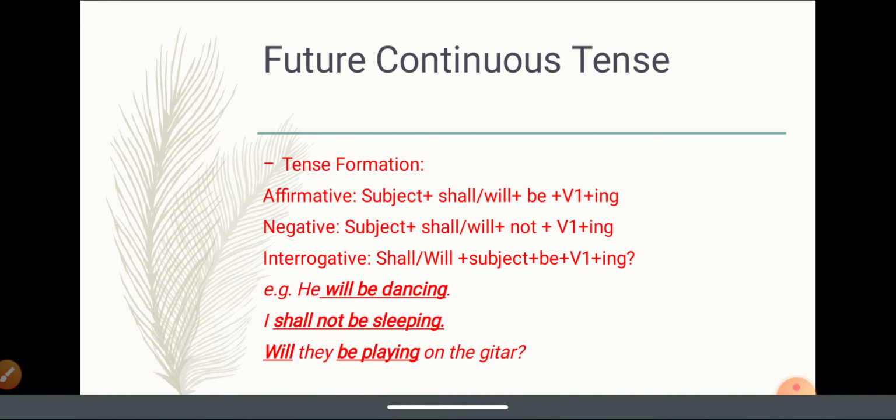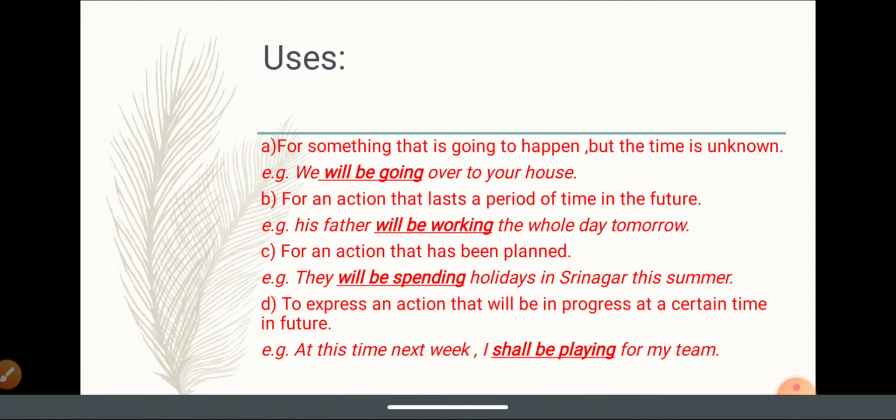Next comes future continuous tense. In the future continuous tense, the formation of the sentence is subject plus shall or will plus be plus first form plus ing. Examples: He will be dancing, I shall not be sleeping, will they be playing the guitar? Next comes the uses. For something that is going to happen, but the time is unknown. So without mentioning the time, when it is expected that something is going to happen in future, this is also called future continuous tense.